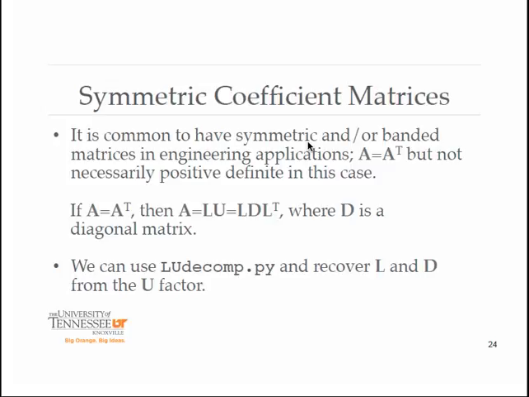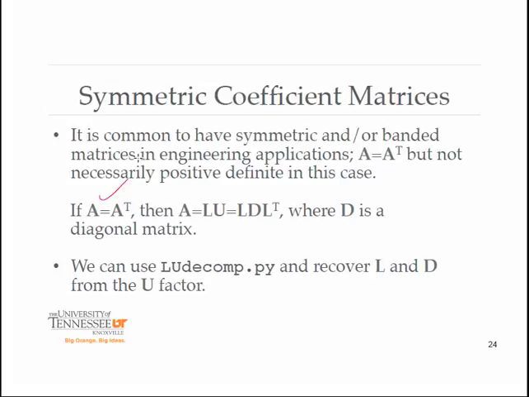where we have symmetry and maybe we have structure in terms of bandedness, but not necessarily positive definiteness. So in this case, if we just go back to LU and say, well, if the matrix is symmetric, then we definitely know that A is equal to A transpose. That's by definition.